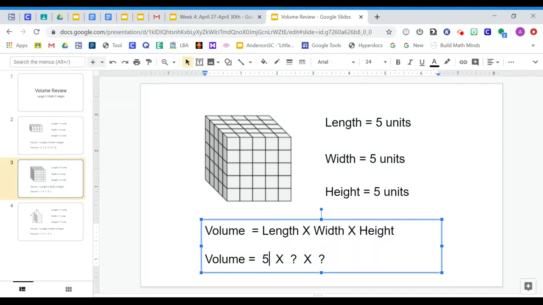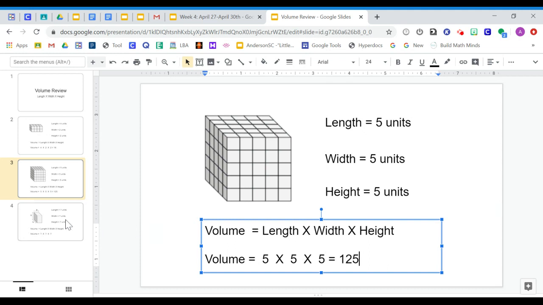So to find my volume, I need to do my length times my width times my height. My length was 5. My width was 5. My height was 5. I'm going to multiply this now, but you may feel free to use paper to multiply this out. 5 times 5 is 25, times 5 more is 125. So my total volume is 125.